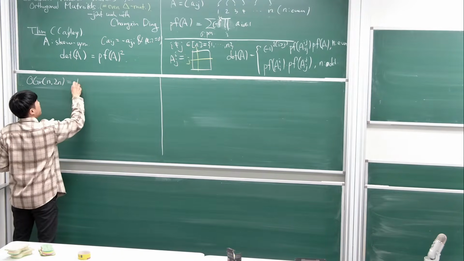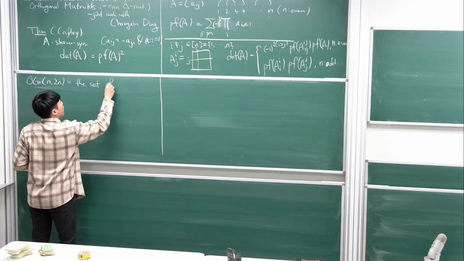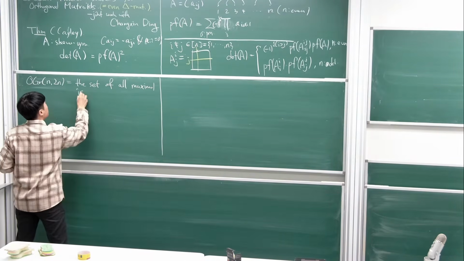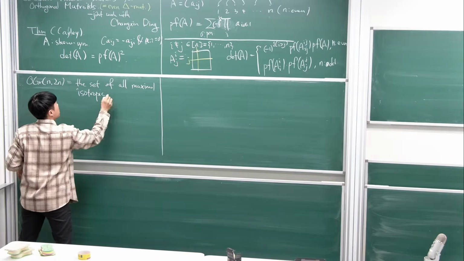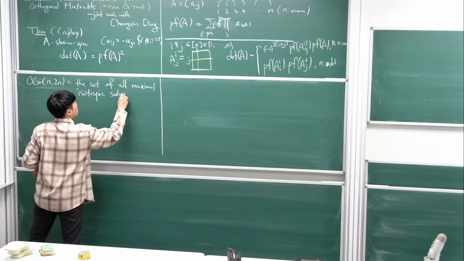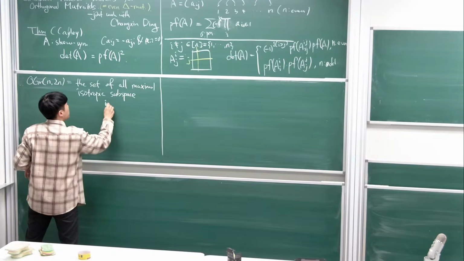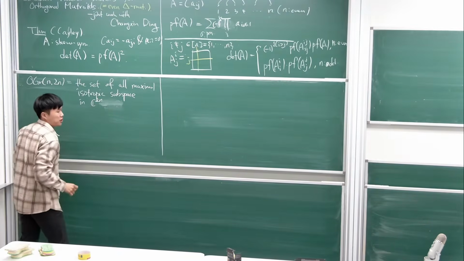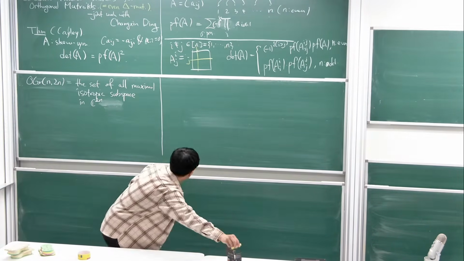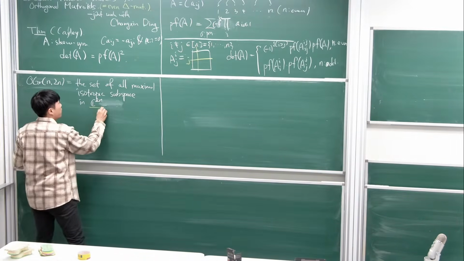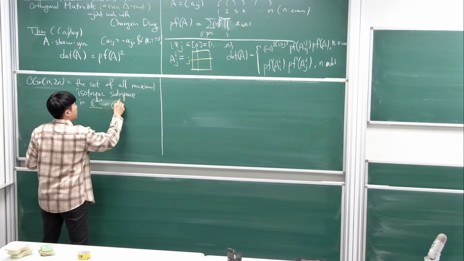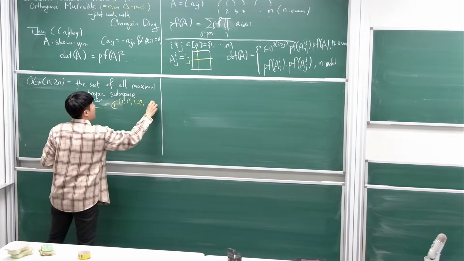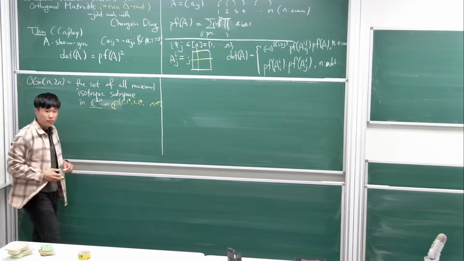So this is the set of all maximal isotropic linear subspaces in C^{2n}, the 2n-dimensional space. Here I will denote the coordinates by 1, 2, and so on up to n, and 1*, 2*, up to n*.